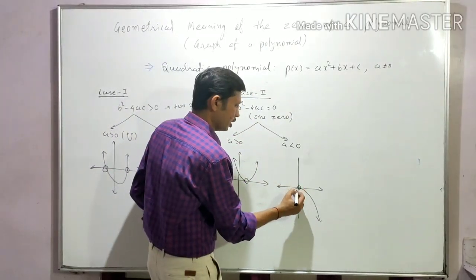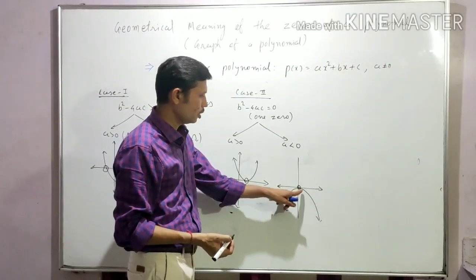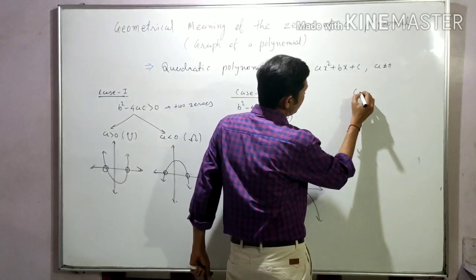Here it's one intersection point. This point can be anywhere; it's not necessarily at the origin. See here. Okay. Now the last case.